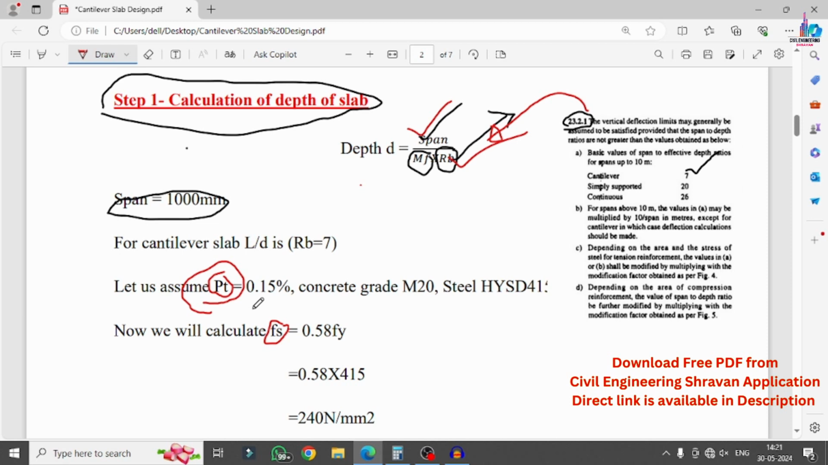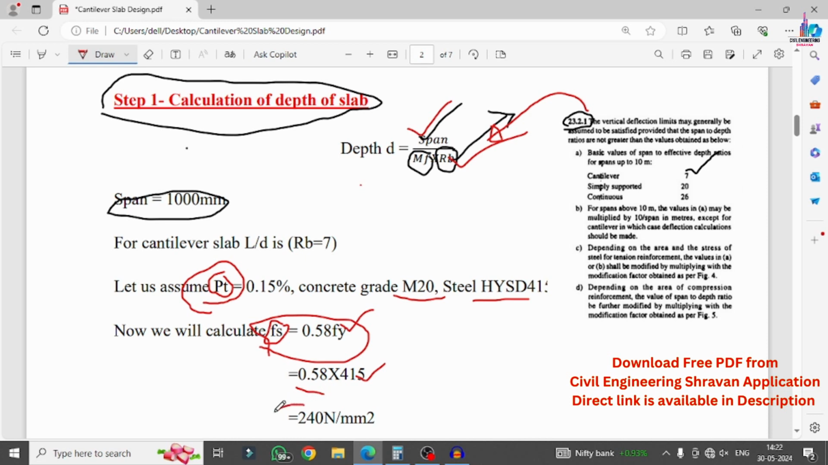So I am taking M20 grade concrete and HYSD bar of 415 grade steel. Now we will calculate the Fs value. The Fs value is calculated using the expression Fs equals 0.58 into Fy, where Fy is the yield strength of the steel. So we have to consider 0.58 into 415, which comes to about 240 Newton per mm square.